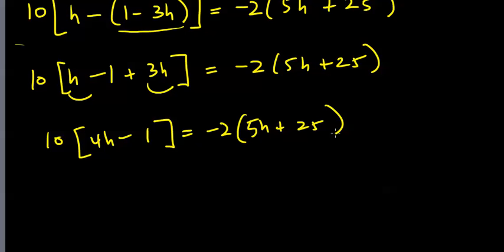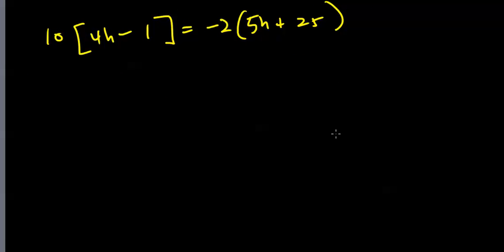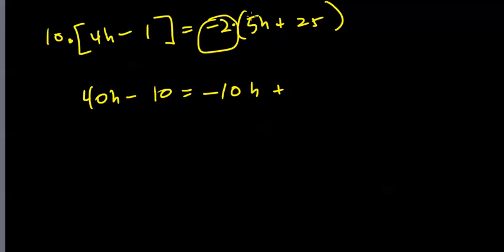Now I'm going to have to perform these multiplications to free up my variables from the parentheses in which they're trapped. I'll get 40h minus 10 equals minus 10h plus minus 50. Well, let me be sure about this. Applying my distributive law, minus 2 times 5h is minus 10h. And now minus 2 times 25 is minus 50. So I can write it like that.